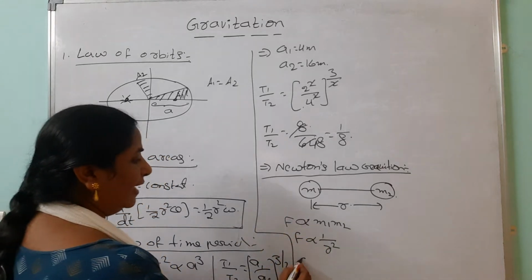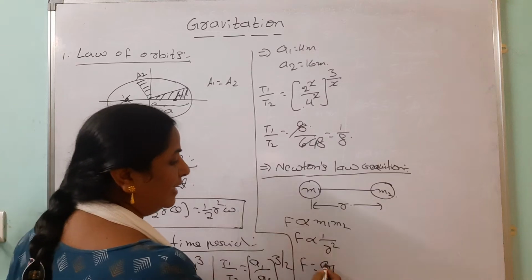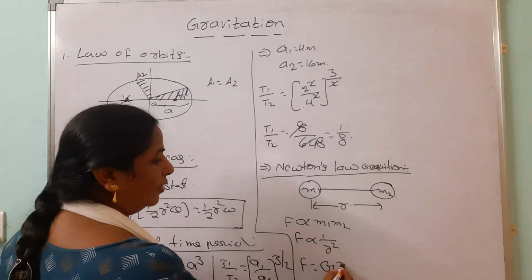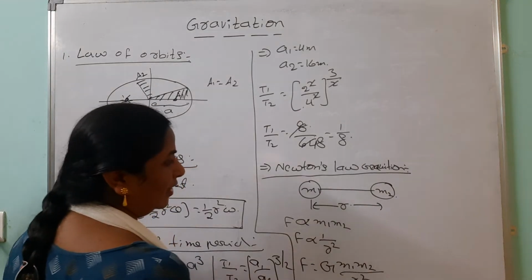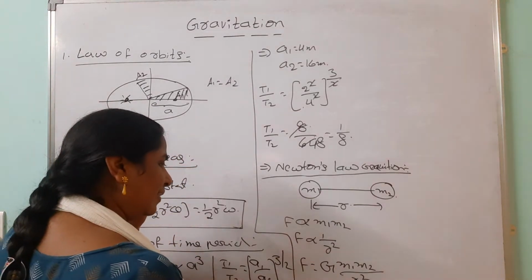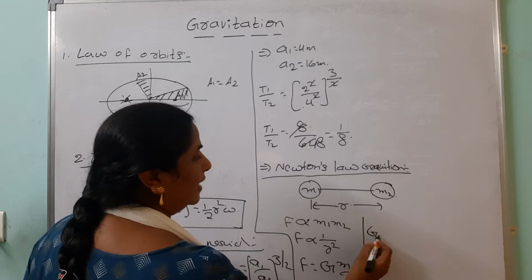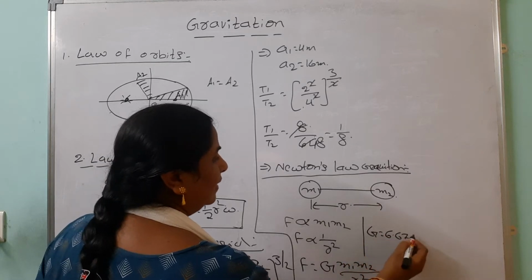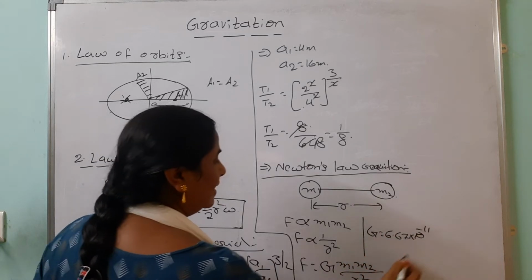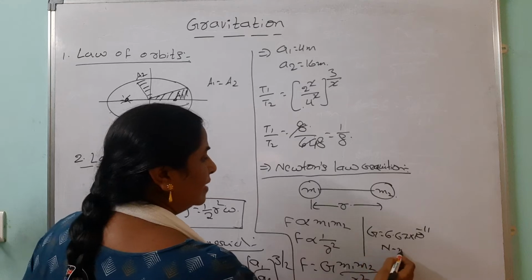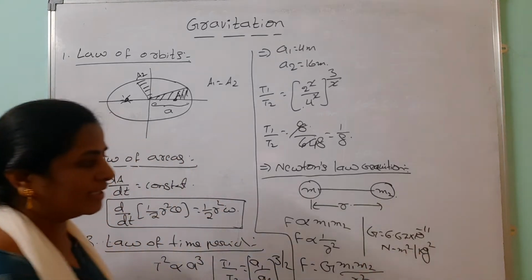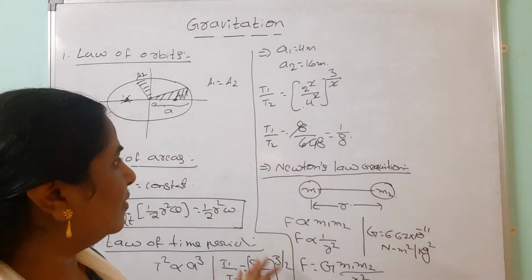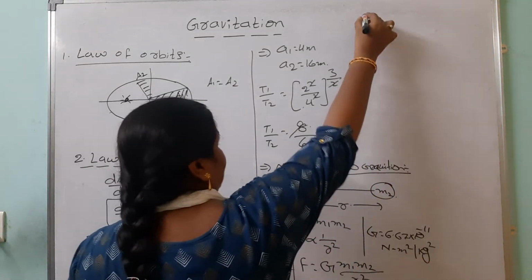Why is the moon revolving around the earth? Because the earth has more mass compared with the moon. Then when you are writing, you are getting one constant. This G, the capital G, is called the universal gravitational constant. This G value is 6.67 into 10 to the power of minus 11 Newton meter square per kg square. So this is about Newton's law of gravitation.